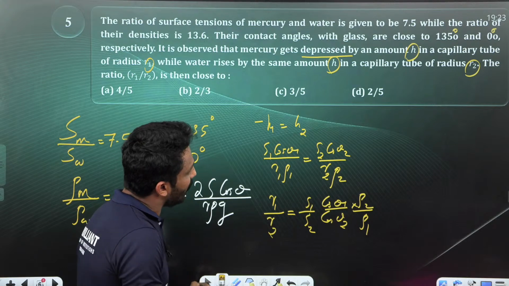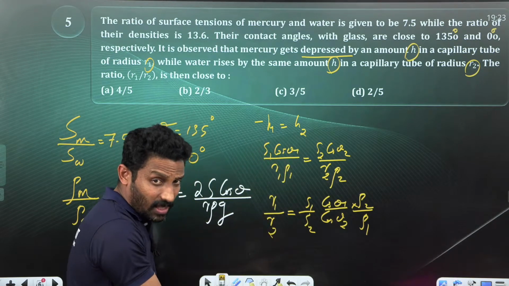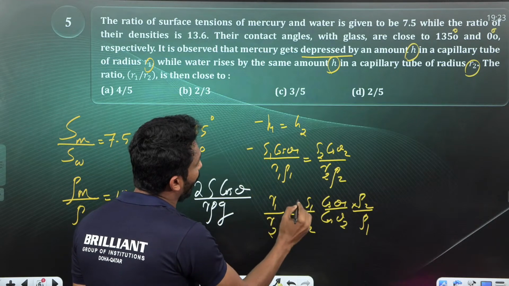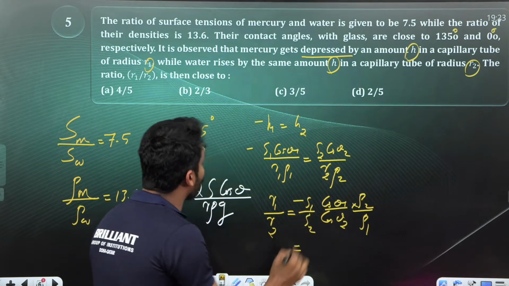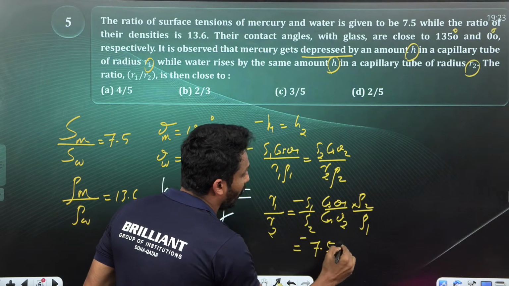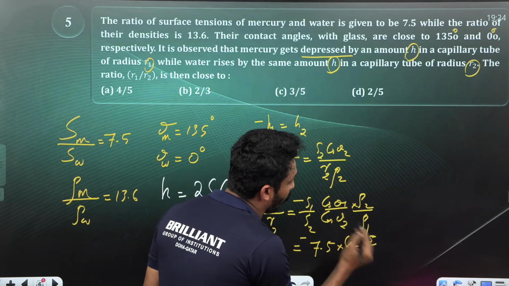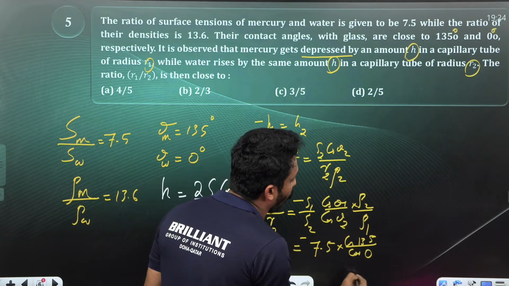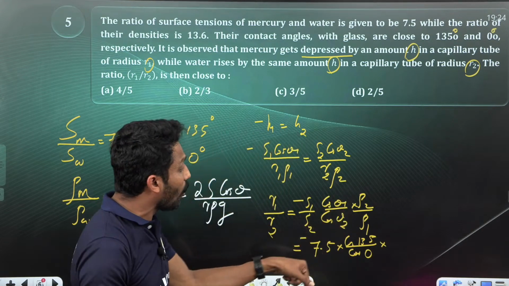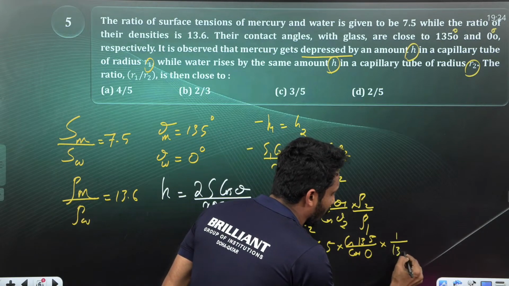Here is S1 by S2, and here is a negative sign, because one is depression and the other is height. Negative sign and negative sign are there. Now S1 by S2 is given as 7.5 in the question. Then cos theta 1 is cos 135 divided by cos theta 2, which is cos 0. Then rho 2 by rho 1 is given as 1 by 13.6, that is, 1 divided by 13.6.